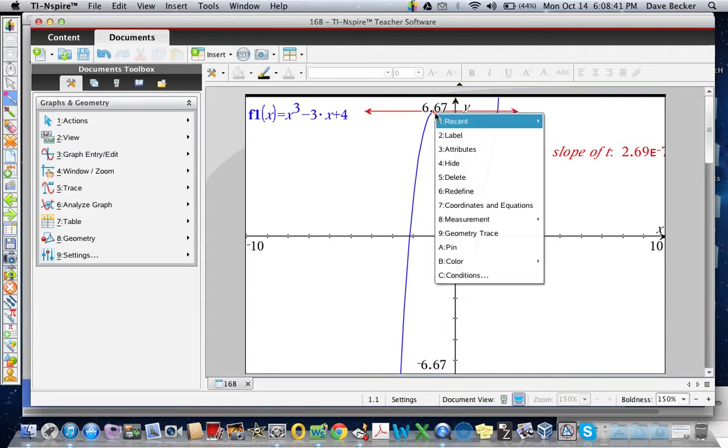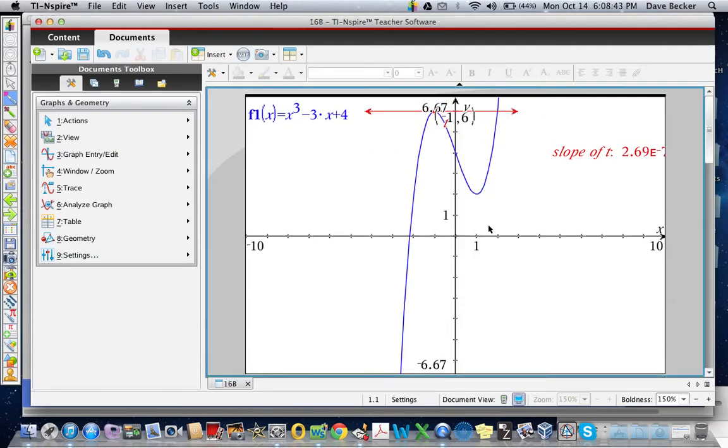Let me get the coordinates of that point. At when x is equal to -1. You see how that's a -1 right there? Okay. And then the slope is negative, I'm sorry. So the function is decreasing.